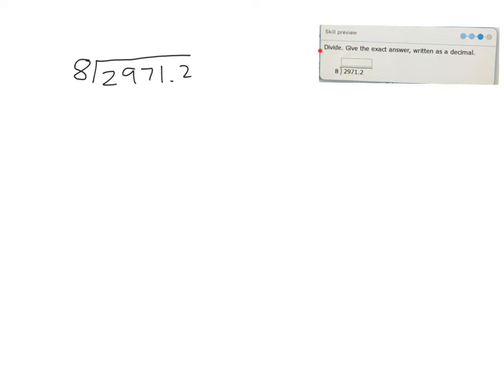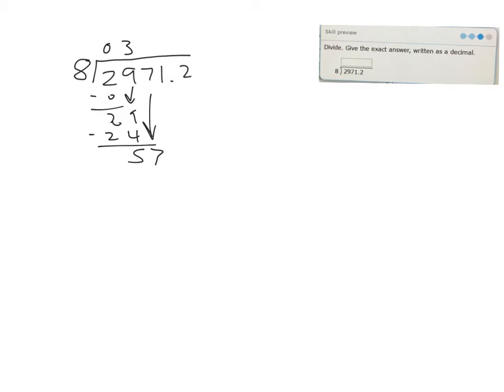Our next example: divide, give the exact answer written as a decimal. 2,971 and 2/10 divided by 8. I've rewritten it here. I'll go ahead with the math. How many 8s can I take out of 2? 0. 0 times 8 is 0, minus equals 2. Bring down the 9. How many 8s can I take out of 29? 3. 3 times 8 is 24. Minus equals 5. Bring down the 7.